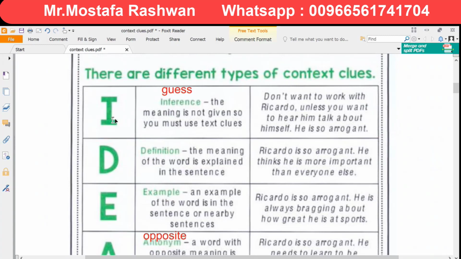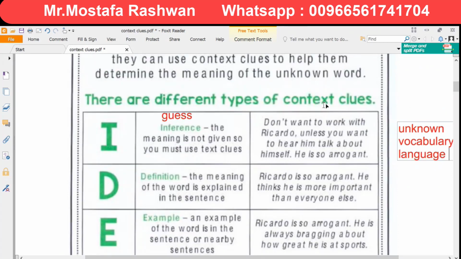So why are these techniques beneficial or useful? Because you need them to understand the unknown vocabulary, or let's say the unknown language. Most of us encounter or face some difficult words in some texts, so it may affect the way you understand the text. How to solve this issue? Simply by guessing or using these context clues.